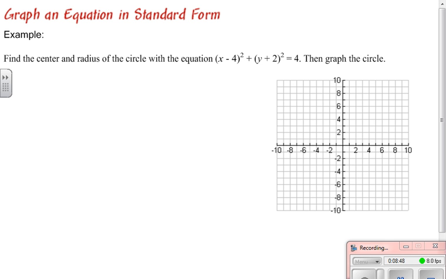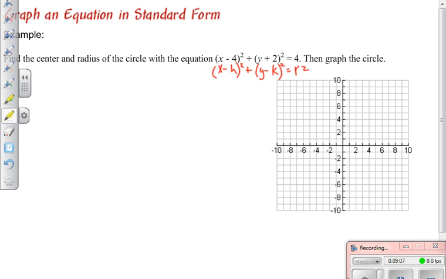Now find the center and the radius of the circle with this equation given and then graph it. So now we need to pull the information out. And one thing I like to do is write the formula right underneath my equation. So let's start with the radius because that's the easiest. So if r squared equals 4, then r is 2 if I take the square root of each one. So there's one value I need.